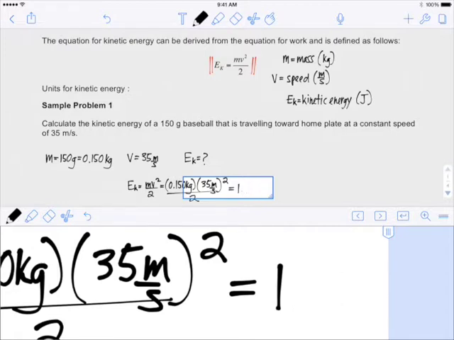Hold on, I never got that. 92? Okay. If you punch this into your calculator, you should get 92 joules, like we did the very first time.